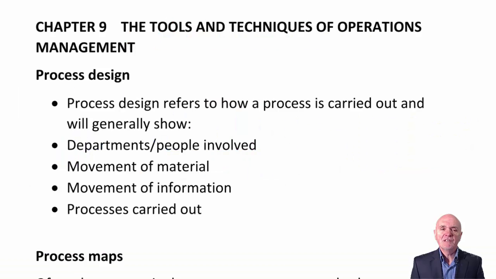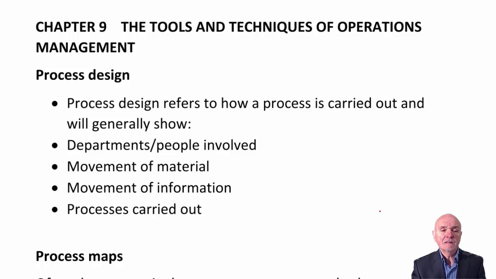In Chapter 9, we continue with operations management by looking at some of the tools and techniques which are used. First, we look at some elements of process design, how a process is carried out. For example, who does what, what happens in which department, what is the movement of materials and perhaps information as, say, the production or the delivery of the service proceeds. So it's the people involved, the movement of material, the movement of information, and how the process is carried out.